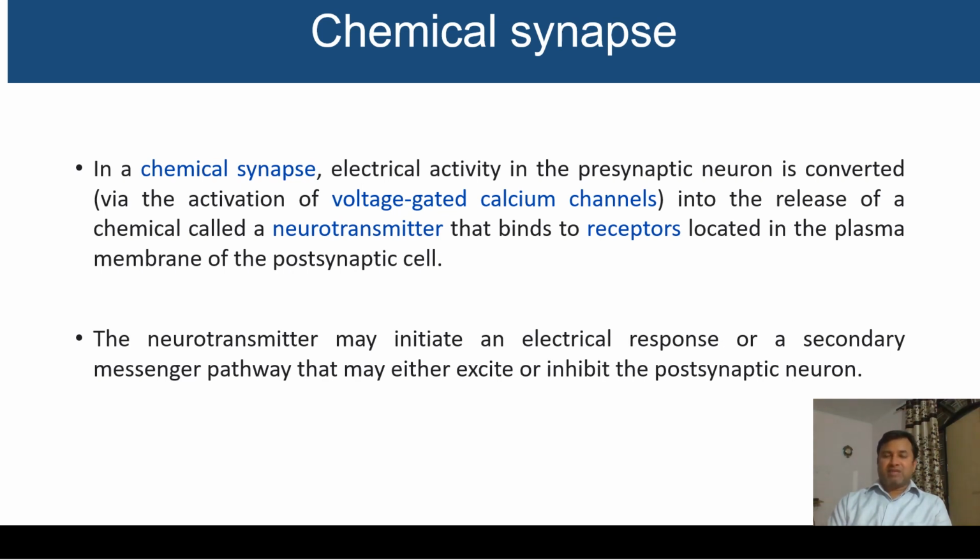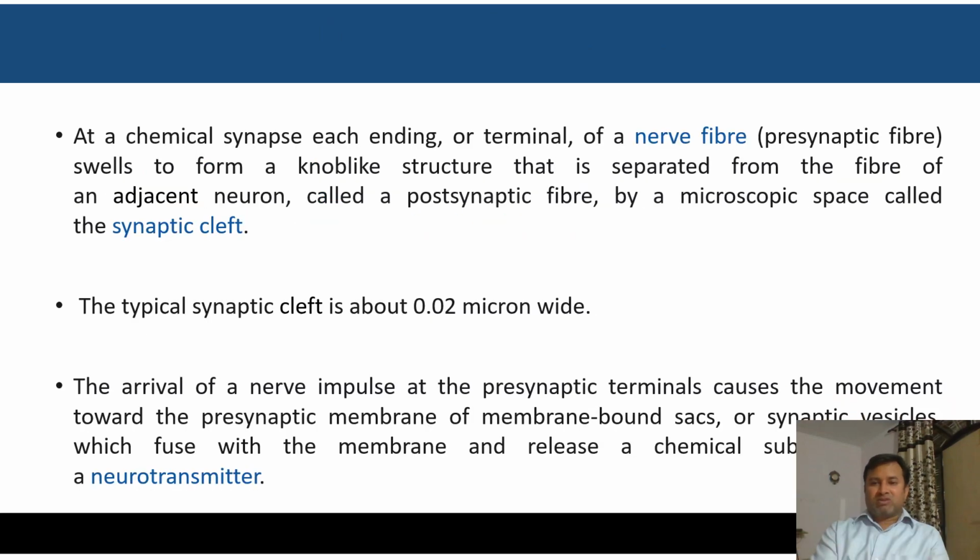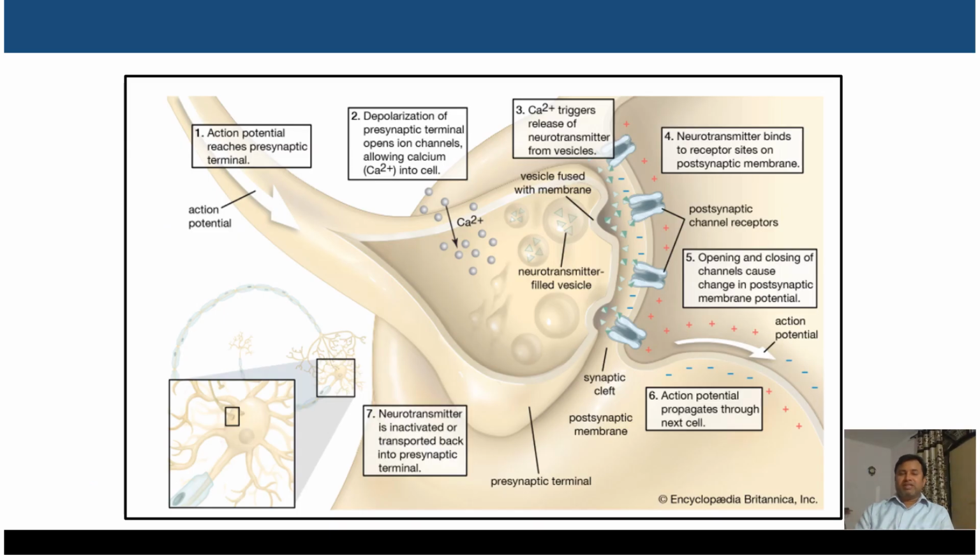So in the chemical synapse, there is a presynaptic membrane and postsynaptic membrane, and in between the membranes there is a gap that is called synaptic cleft. So in the chemical synapse, synaptic cleft is present. An important property of the synaptic cleft is that its diameter is 0.02 micron wide. And through this synaptic cleft, the neural impulse travels in the form of neurotransmitter. So we will discuss the chemical synapse in detail.